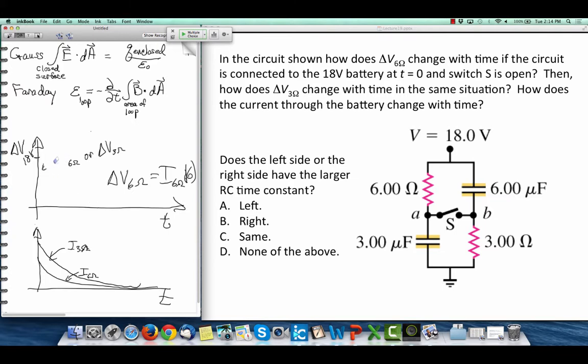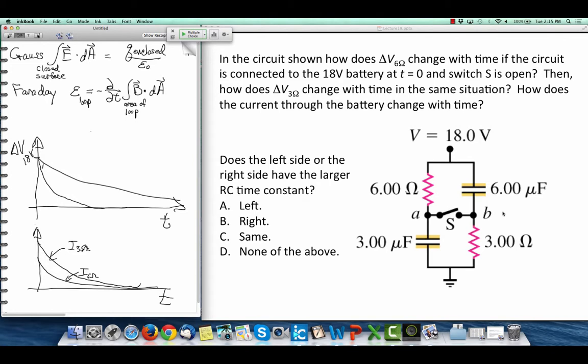If you did something like that, you would end up with two things happening. The one on the right that had 3 microfarads and 3 ohms would be a very short time constant. And so it would drop off exponentially fairly quickly because the resistance was small, so there would be a big current, and the capacitance was small, so it would be quick to charge.